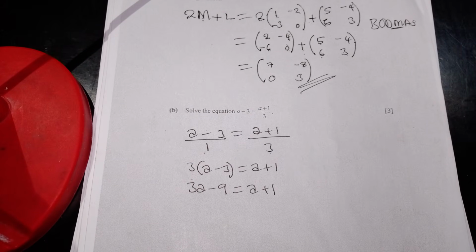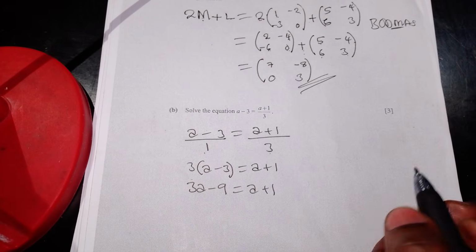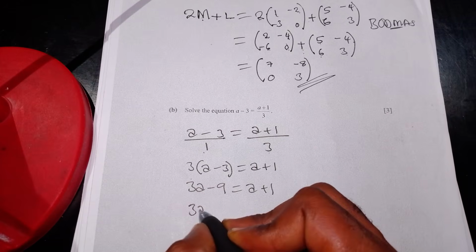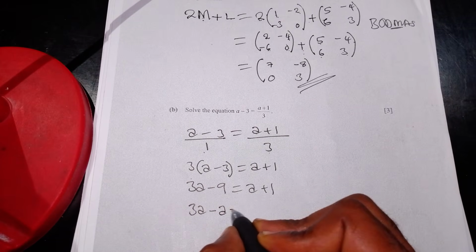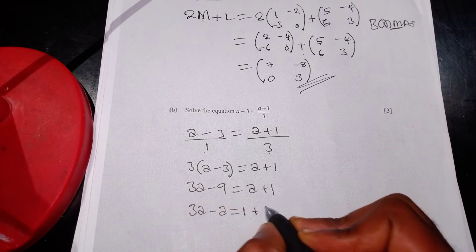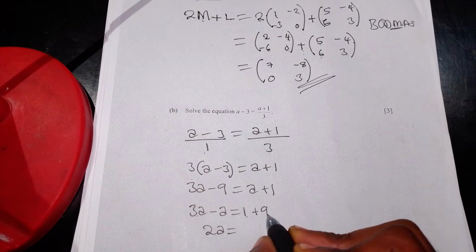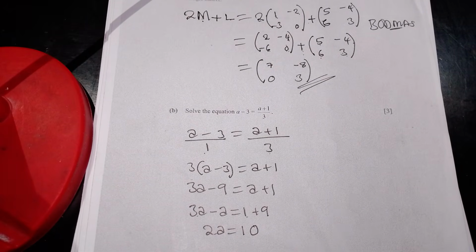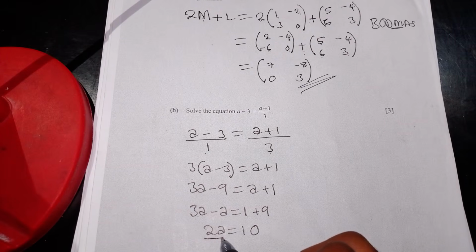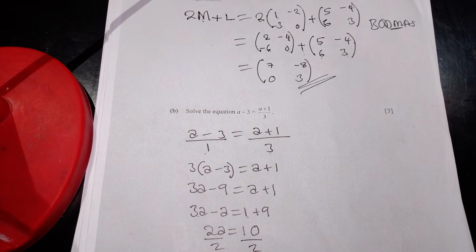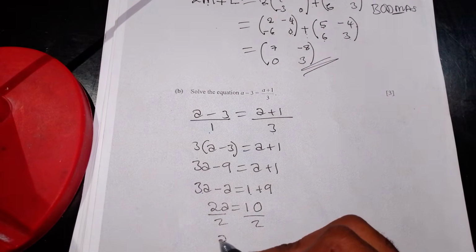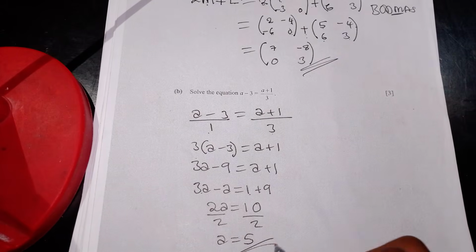Then to solve for a, you can put the like terms together. So we have 3a minus a is equal to 1 plus 9. This minus this, that's a 2a. This plus this, we have a 10. To solve for a, you can divide both sides by 2, so that your a is 5, and you're done.